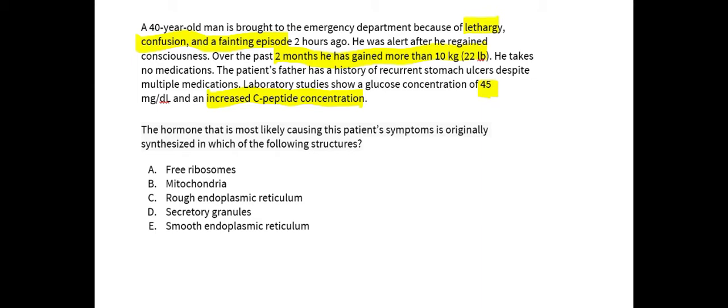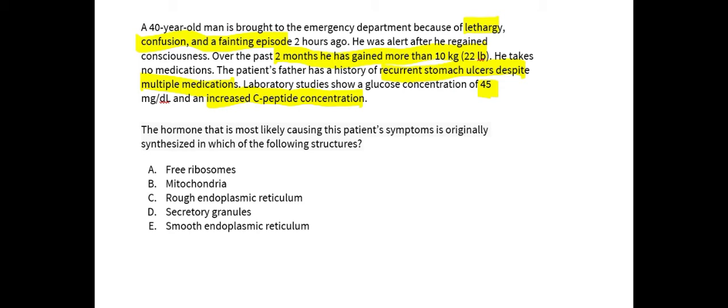in the blood. The father's history of recurrent stomach ulcers, despite multiple medications, is in the vignette to further support the assertion that it'll be an insulinoma, because a disease called multiple endocrine neoplasia, which is inherited in an autosomal dominant fashion, has some instances of pancreatic tumors, such as gastrinomas, which would cause recurrent stomach ulcers, as well as insulinomas.